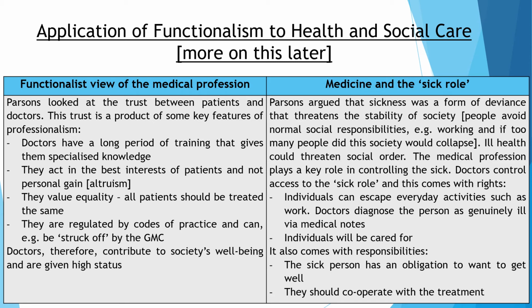We value them. When it comes to the sick role, Parsons talked about how sickness was a form of deviance. It threatens stability. So if you're sick and unwell, you can't perform your function. You can't go to work and do your job. You can't run your family. So in order to prevent people abusing this system, ill health should be treated as a social order element.